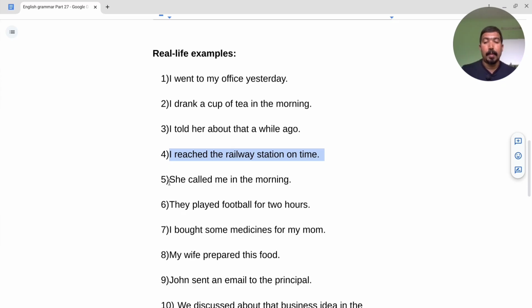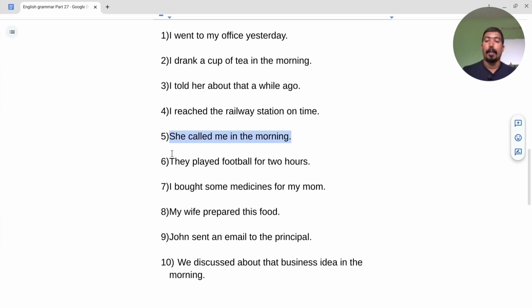Next one. She called me in the morning. I am telling my friend. She called me. That's my sister. She called me in the morning to tell me something, to have a conversation. She is the subject. Called is the verb here. She called me. C-A-L-L is the present form. Called is the past form.